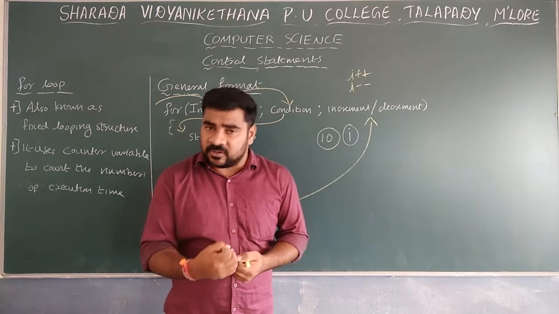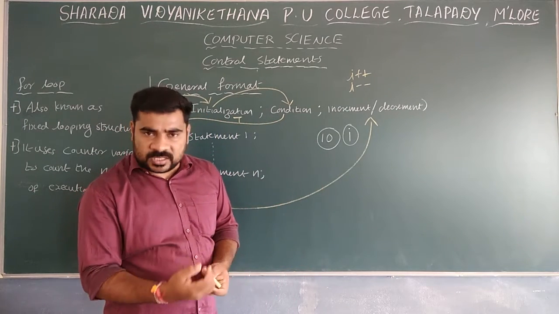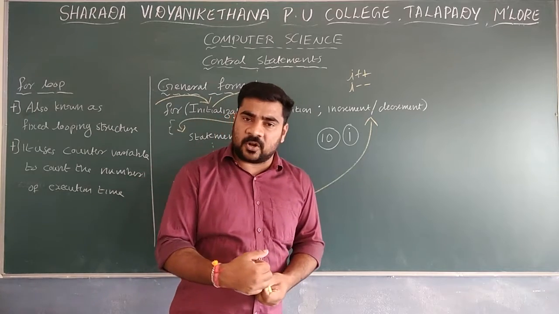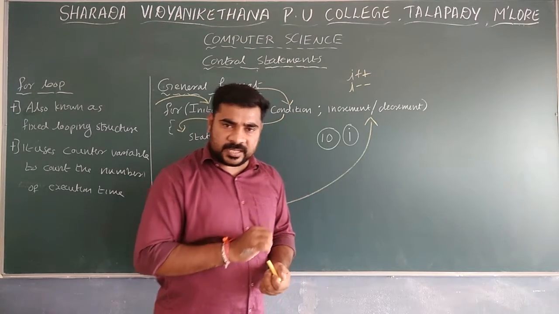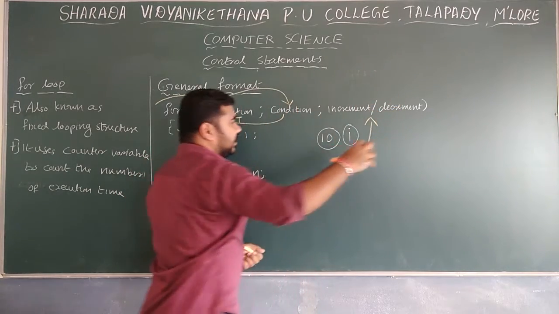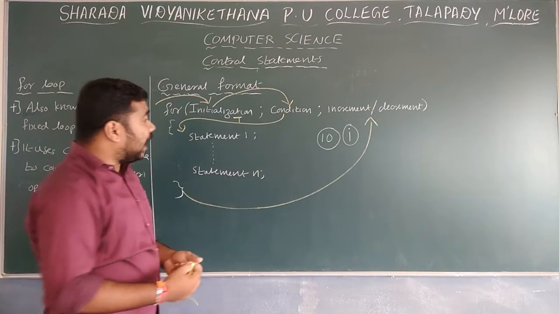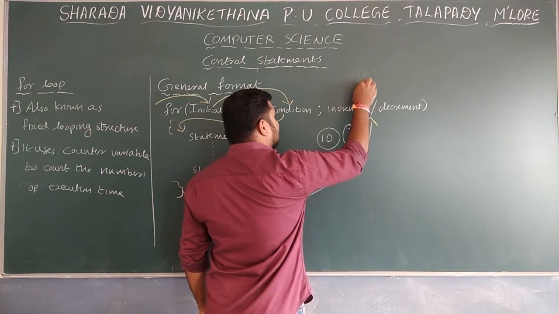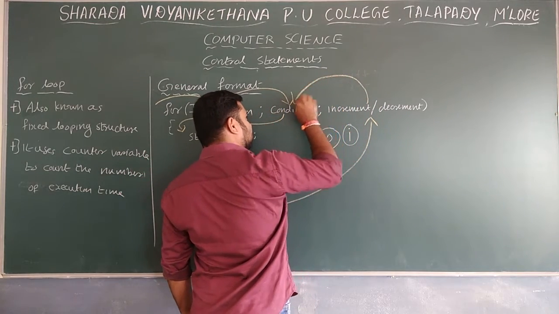Plus plus increases the value by 1, and that is known as increment. Minus minus is known as the decrement operator. So increment or decrement will increase or decrease the counter value. After increment or decrement, next control moves to check the condition.